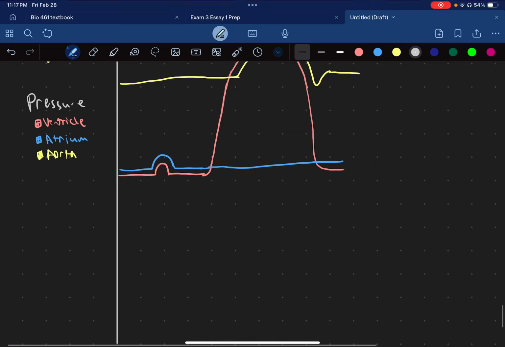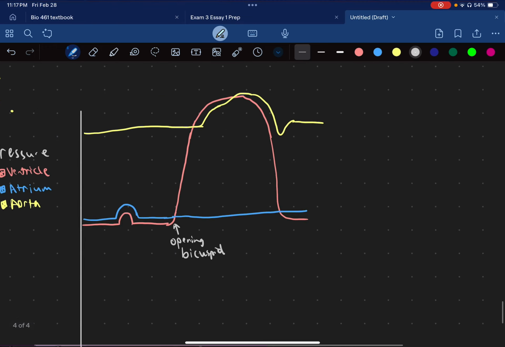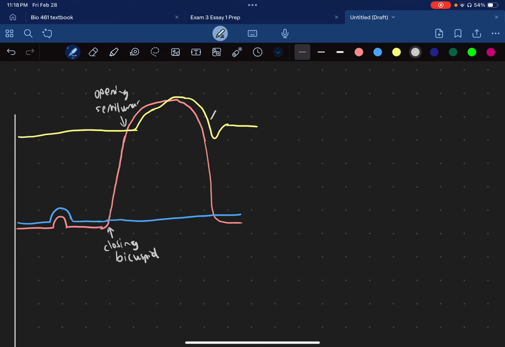So, right here, opening bicuspid here, or no, sorry, this is closing of bicuspid. Right here is going to be opening of the semilunar. And then right about here is where the semilunar will close. And then right here is where bicuspid will open again.